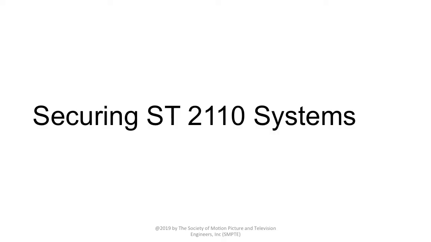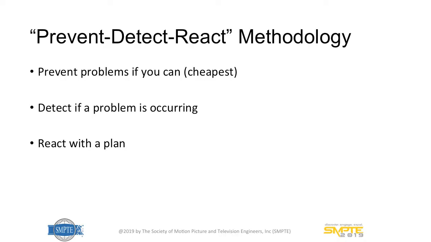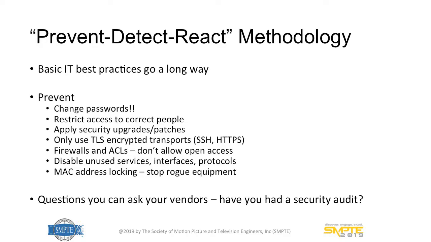So that's what different organizations are doing to help us out. As we look at getting into a 2110 system, one of the methodologies we can use here is a prevent, detect, and react methodology. We want to prevent problems from occurring, so we want to use different techniques to secure our network and our systems as best we can. You are going to get attacked, you are going to get breached, so we want to make sure that we can detect if this is occurring. And then you need to make sure you have a plan for what you're going to do after you've been attacked or while you're being attacked.